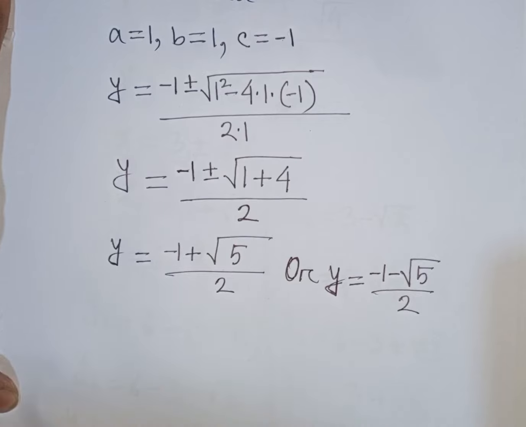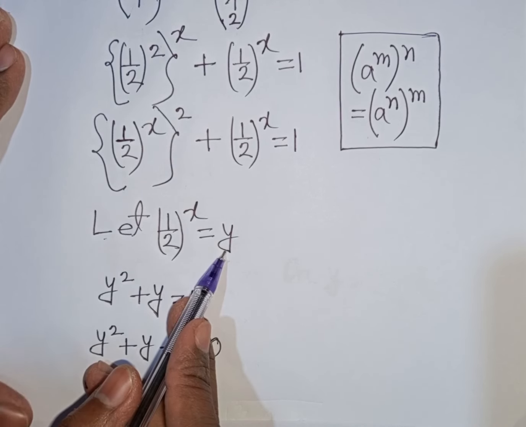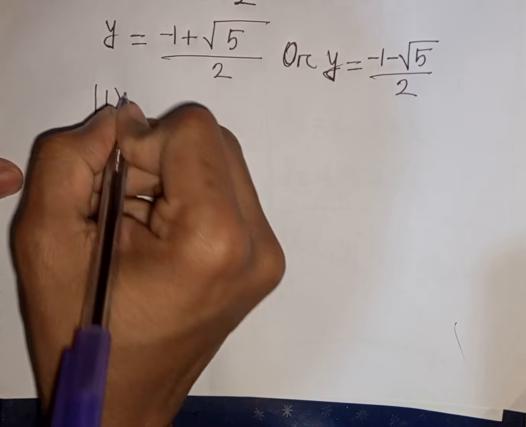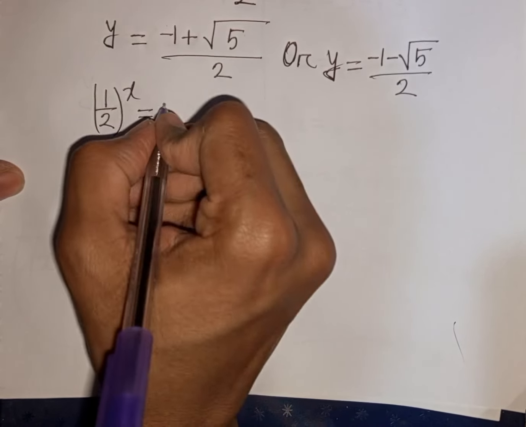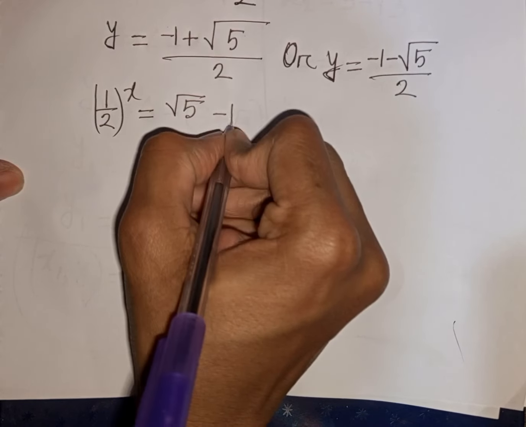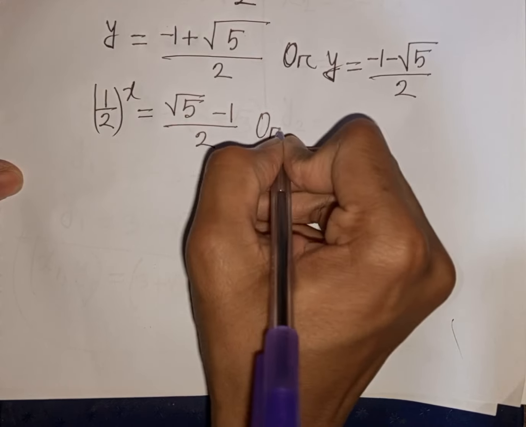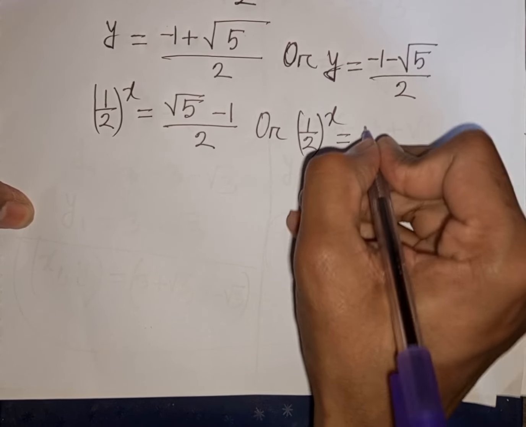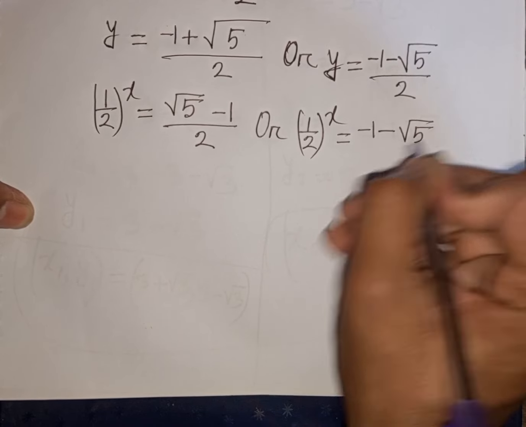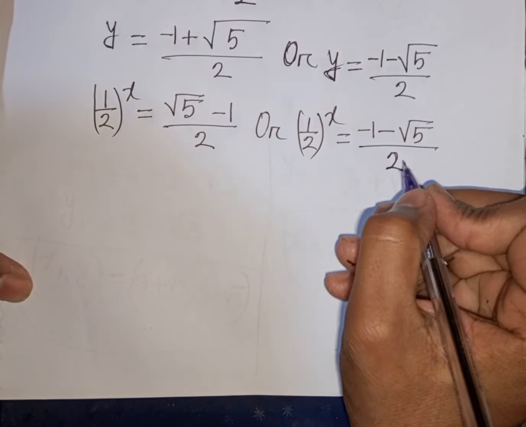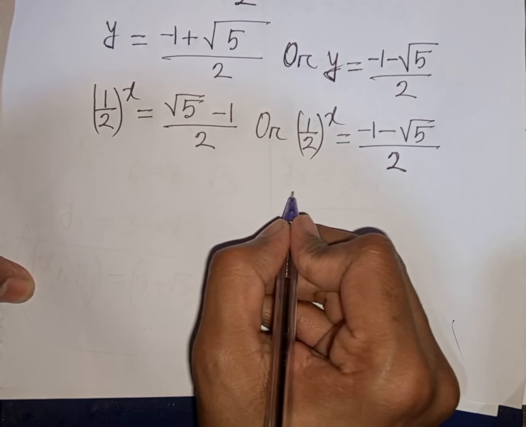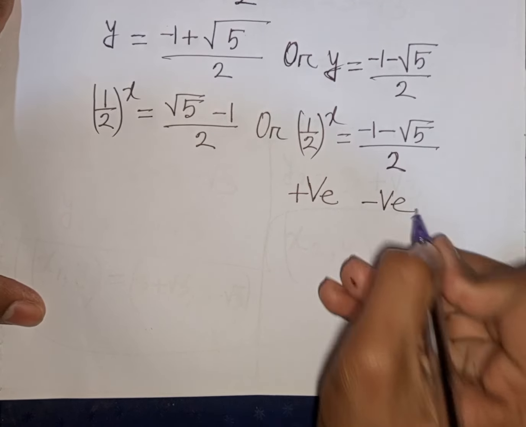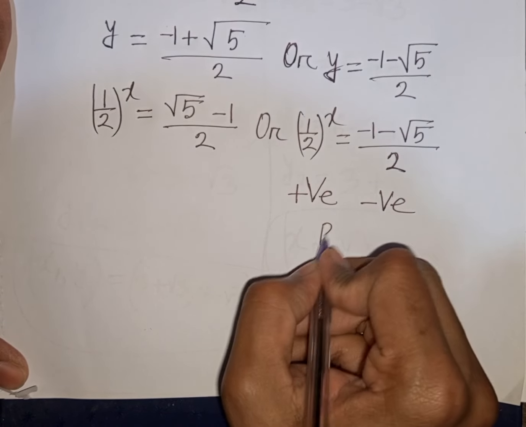But remember that y means let 1 by 2 bracket power x be substituted by y. So 1 by 2 bracket power x is equal to a square root of 5 minus 1 divided by 2, or 1 by 2 bracket power x is equal to minus 1 minus a square root of 5 divided by 2. Now we see 1 by 2 bracket power any number is always positive, but minus 1 minus a square root of 5 divided by 2 must be negative. So positive cannot be equal to negative, so this is rejected.